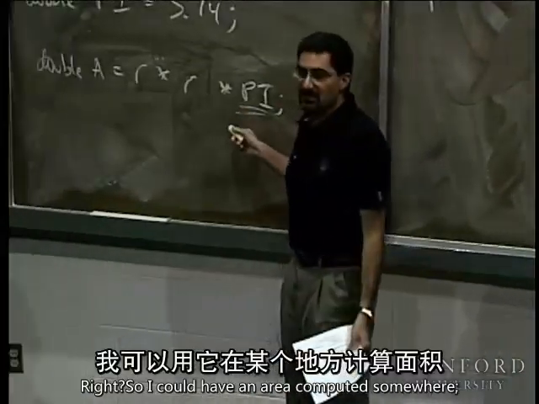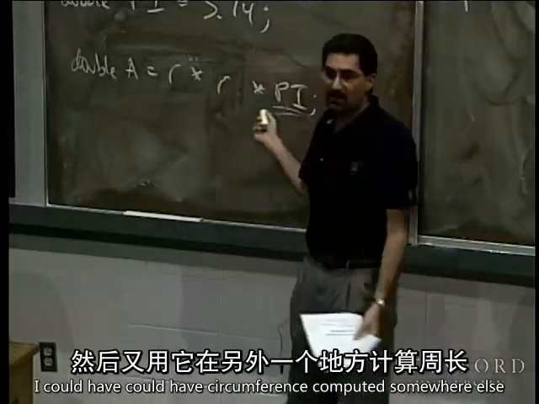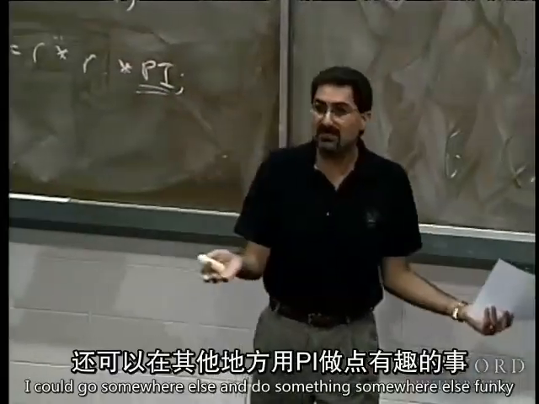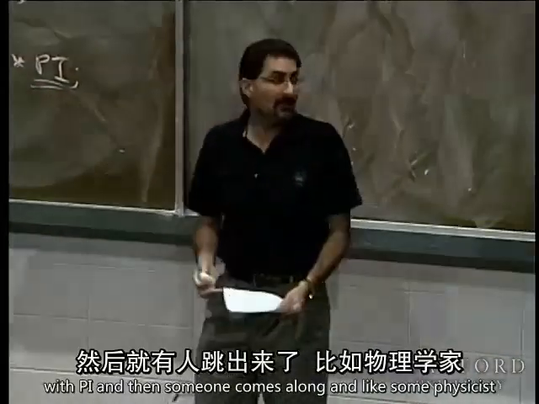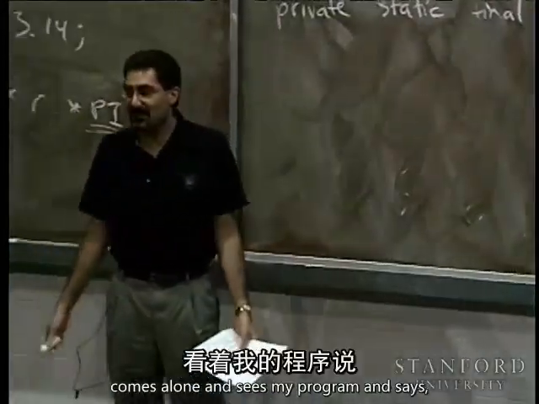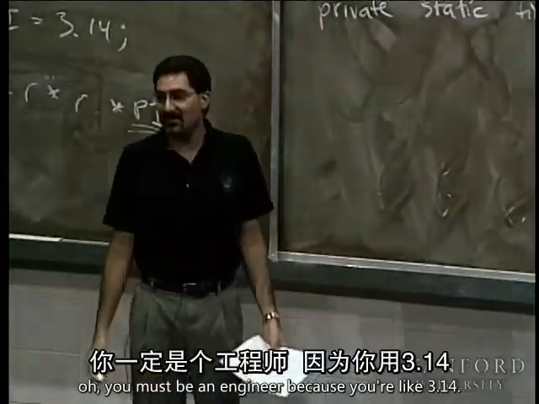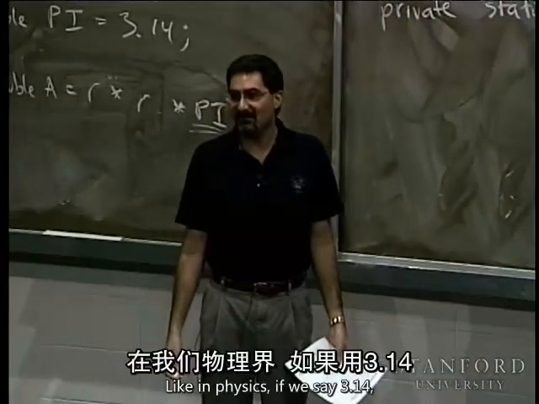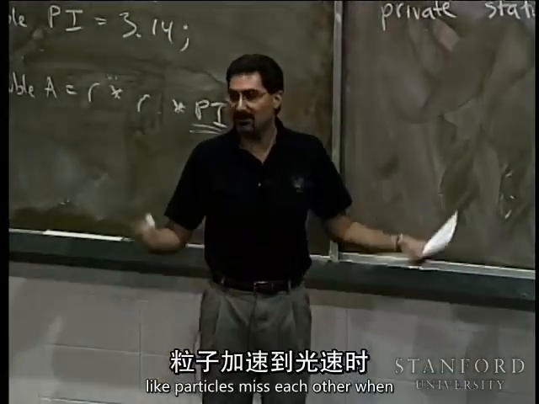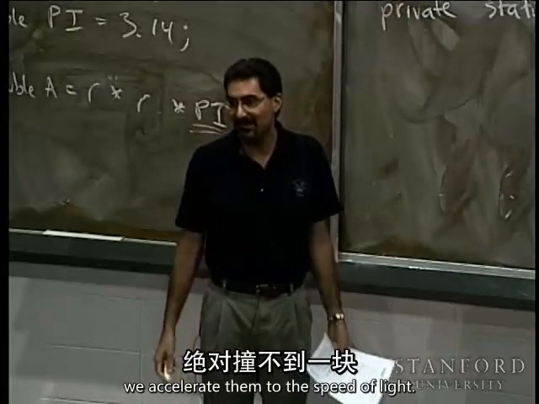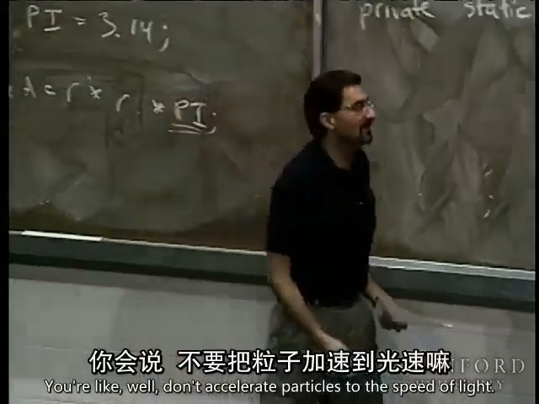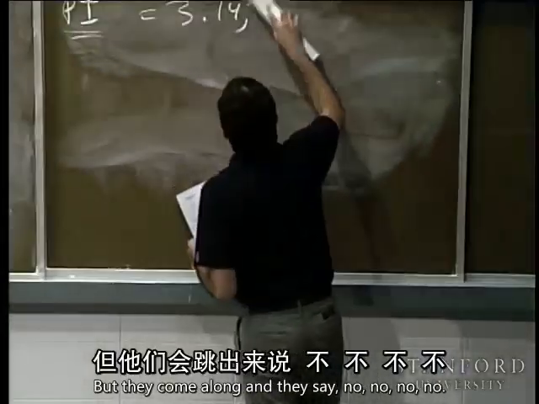So I could have area computed somewhere, I could have circumference computed somewhere else that also uses pi, I can go somewhere else and do something else funky with pi, and then some physicist comes along and sees my program and says, oh, you must be an engineer, right? Because you're using 3.14. In physics, if we say 3.14, particles miss each other when we accelerate them to the speed of light. You're like, well, don't accelerate particles to the speed of light. But they come along and they say, no, no, no, no.